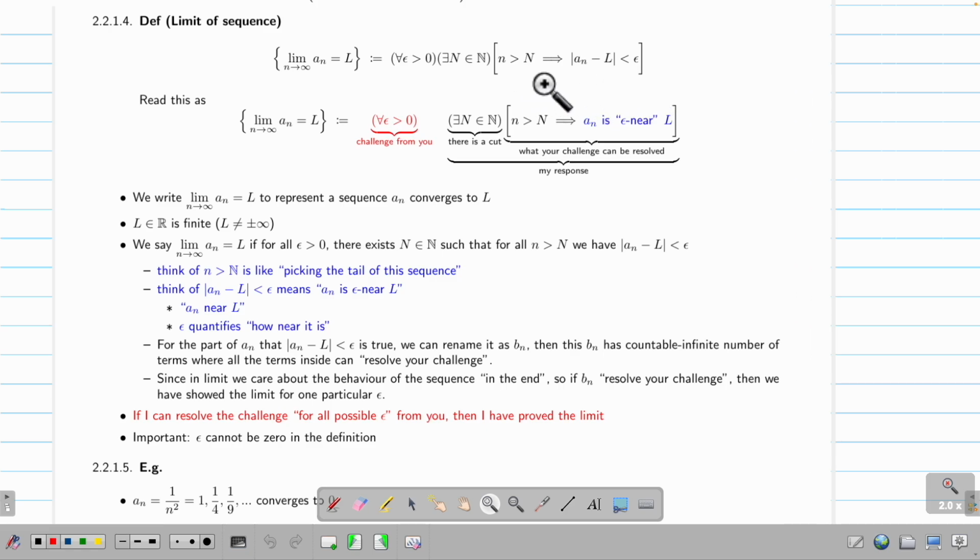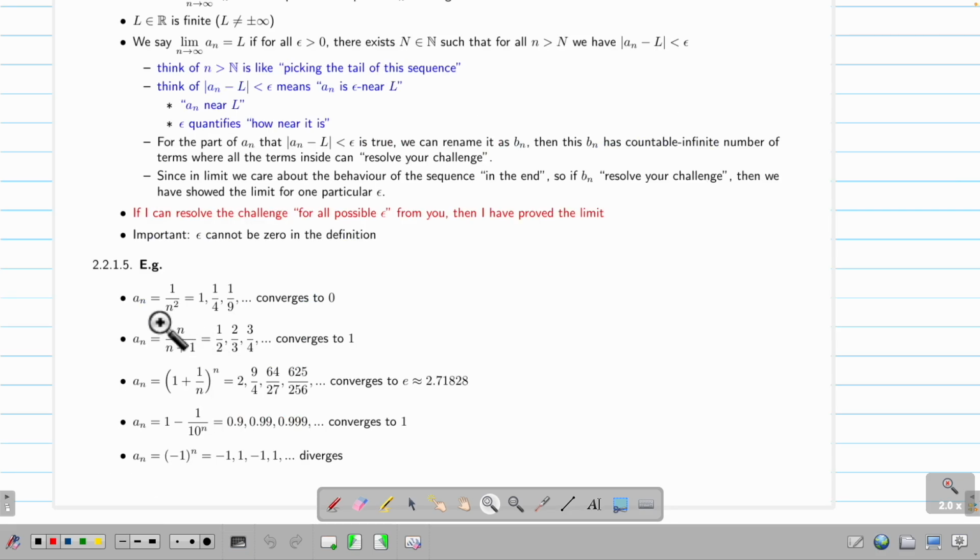What the heck is this part? This means I'm not talking about any n. I'm talking about all the n after this big N. Then this is the third bracket. What is this second bracket? The second bracket means there exists a big N in the natural numbers such that this is true. Okay, then what is the first bracket? The first bracket is for any epsilon larger than 0, this big chunk of thing is true. So how do you read it? For any epsilon larger than 0, there exists an N in the natural numbers such that if small n is larger than N, then it implies a_n is near L.